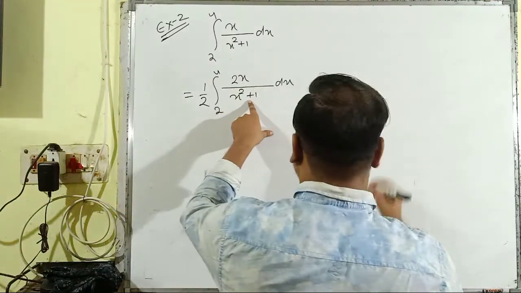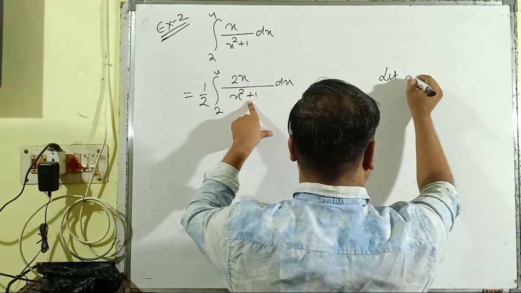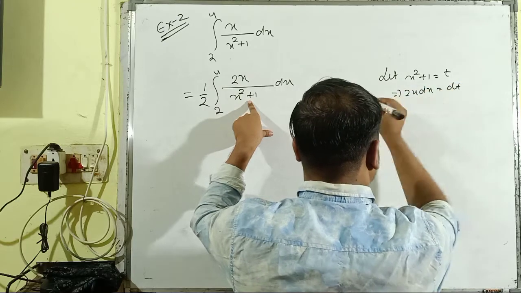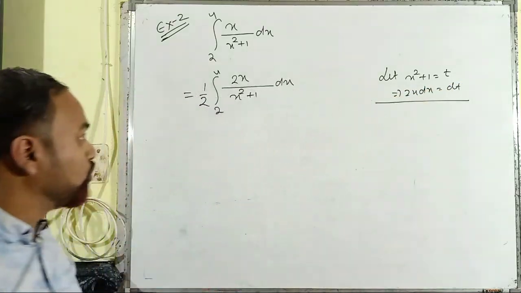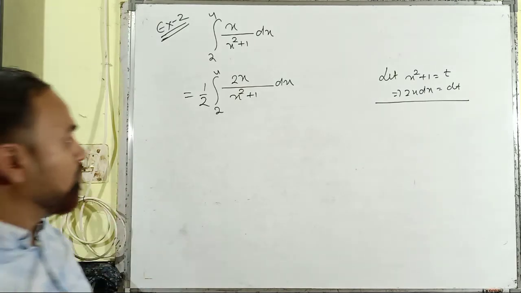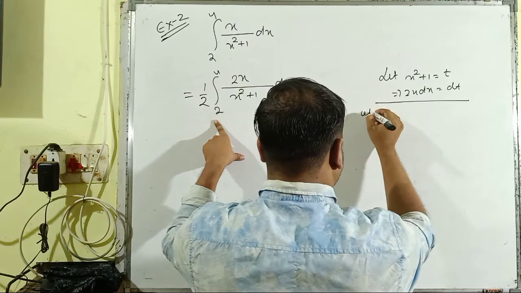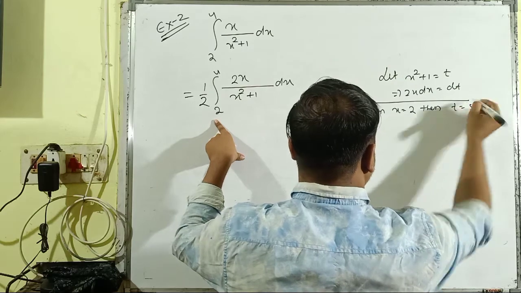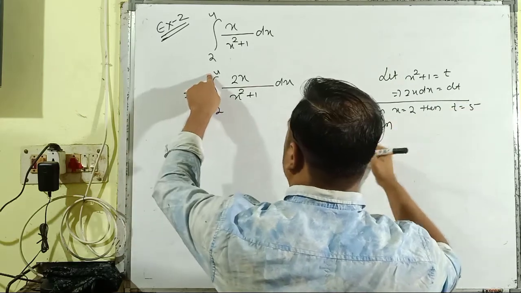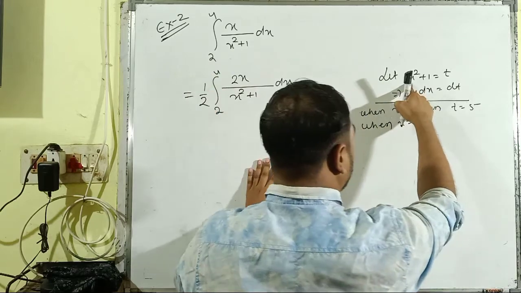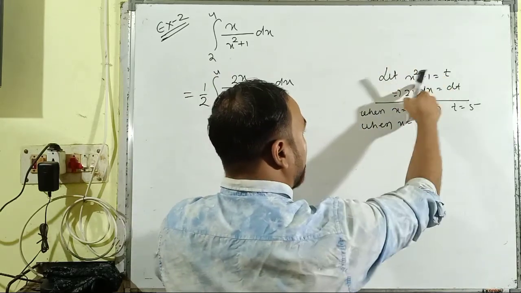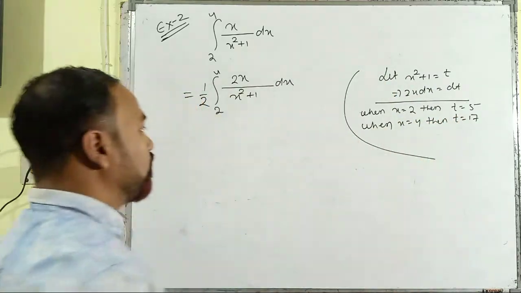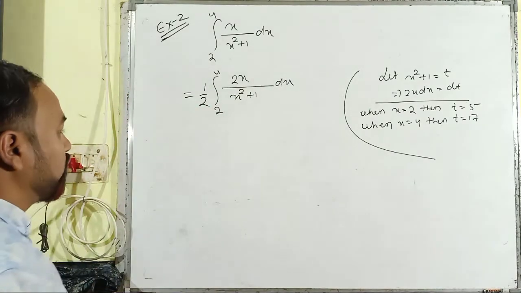Taking the denominator part as t, let x square plus 1 be t, then 2x dx is dt. Then we have to change the limits for the new variable t. When x is equal to 2, then t is equal to 5. Then the upper limit is 4. When x is equal to 4, by putting 4 here, 4 square 16 plus 1 is 17, then t is equal to 17.